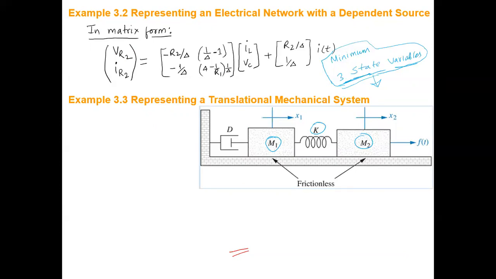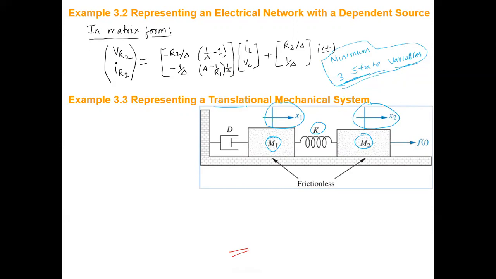Now, in terms of a translational mechanical system, we associate two state variables for each degree of freedom, not each mass. So that makes the setup easy. When you set up the equations, it will be easier if you choose two for each degree of freedom. In that case, we'll have 2 plus 2, 4 state variables instead of 3. We'll have one extra, but that's okay because it makes our life much easier to set up the problem. So we'll take it.